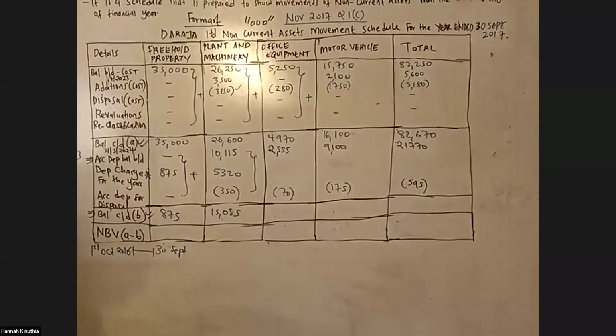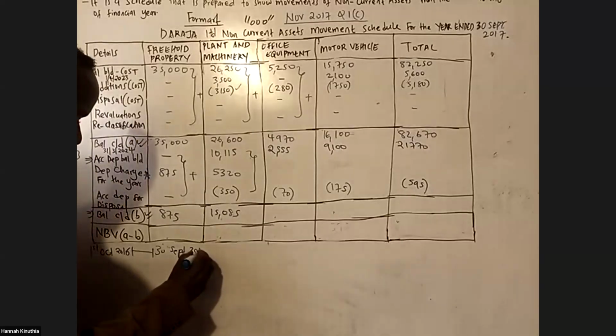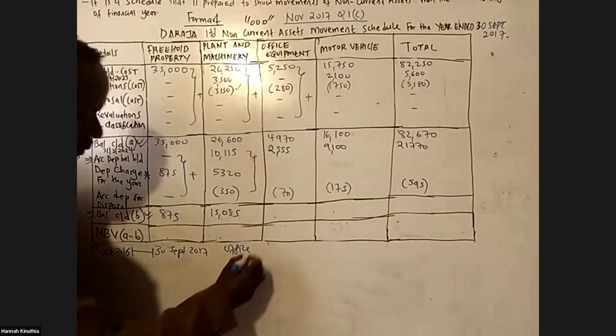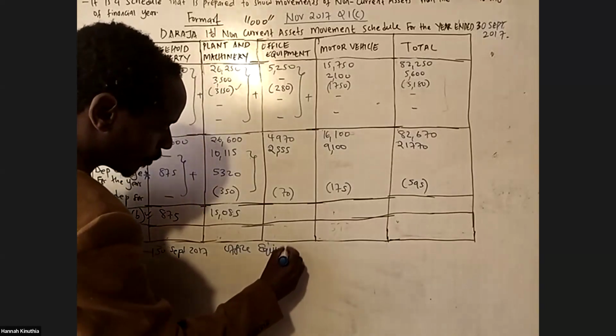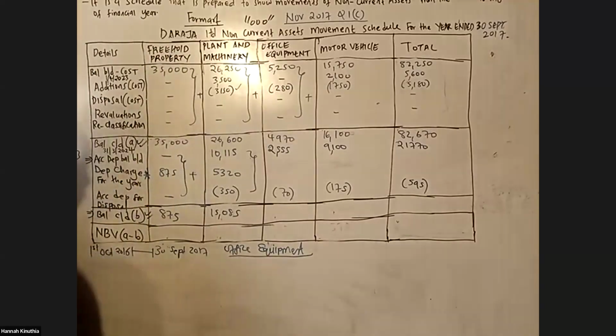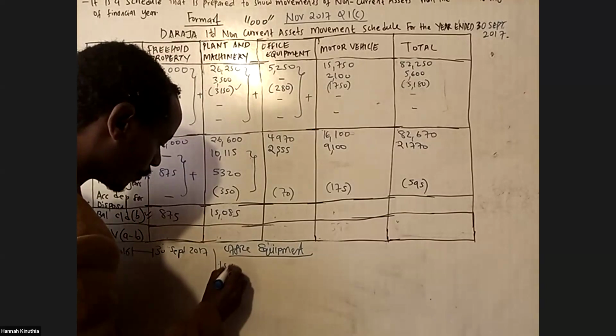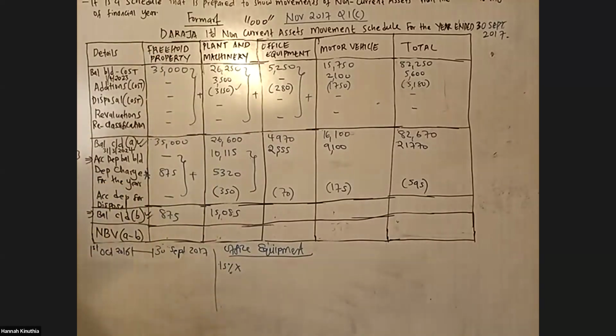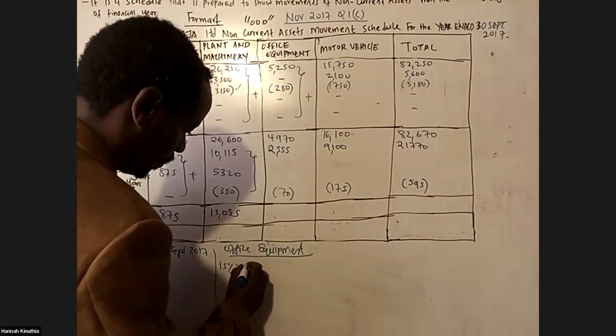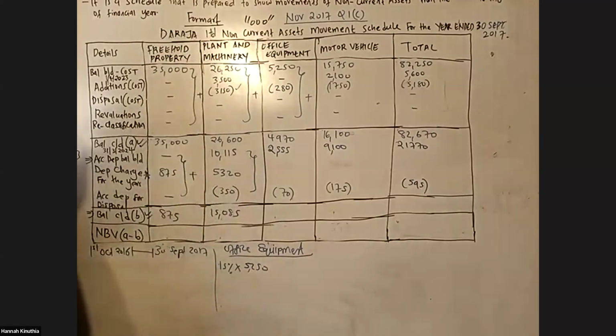So, office equipment. Let us see the office equipment. Now for office equipment, the depreciation rate is 15%. Now, when was the asset acquired? The first one is acquired throughout the year, which is 5250. Now let's consider the dates of the others.